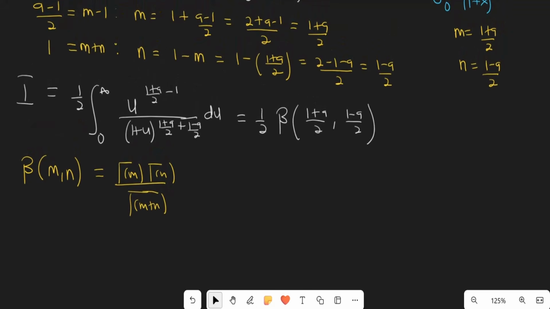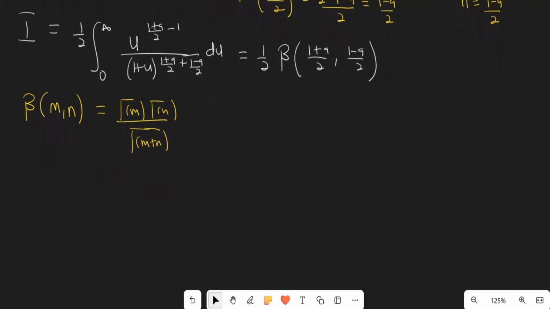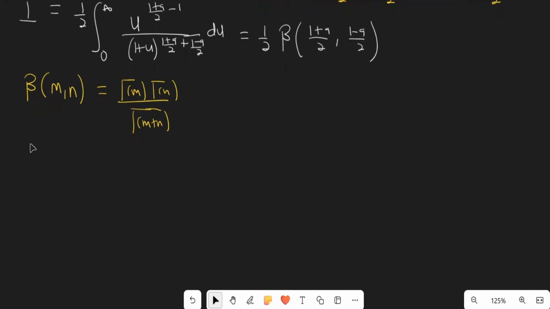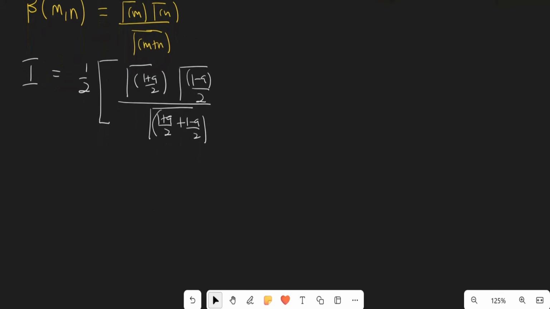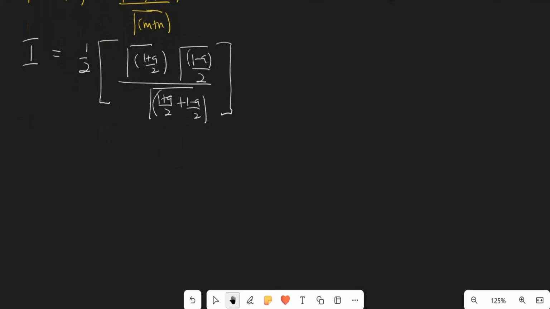So these are our arguments for the beta function. And now that we have this, our integral I is going to be equal to 1/2. Now using the gamma representation of the beta function, that is going to be equal to the gamma of 1 plus a over 2 times the gamma of 1 minus a over 2, all divided by the gamma of the sum, that is 1 plus a over 2 plus 1 minus a over 2, all multiplied by 1/2.